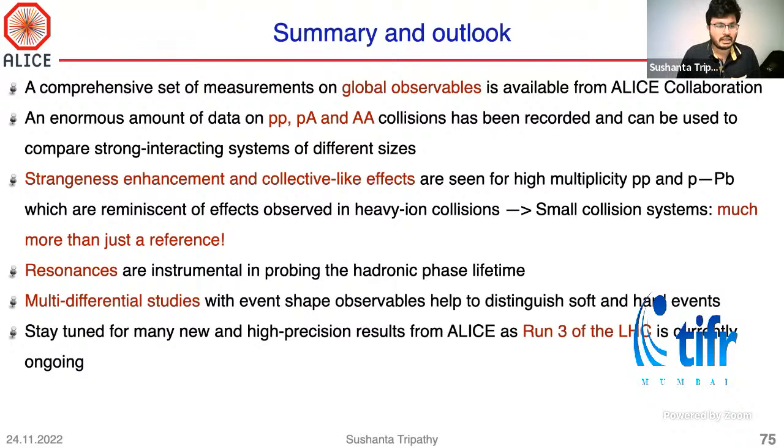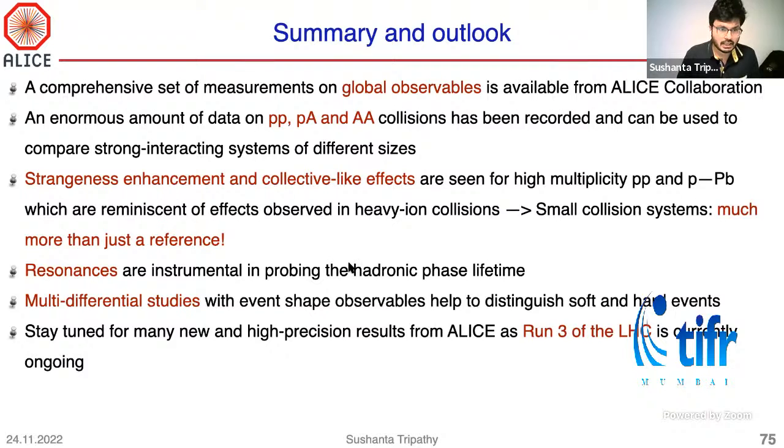And we observed strangeness enhancement and collective effects, which are seen in high multiplicity pPb collisions, which are reminiscent of effects observed in heavy ion collisions. However, we still have not seen the jet modification effects or jet quenching effects in small collision systems. So it is still hard to understand whether we actually see quark-gluon plasma droplet kind of effects in small collision systems.